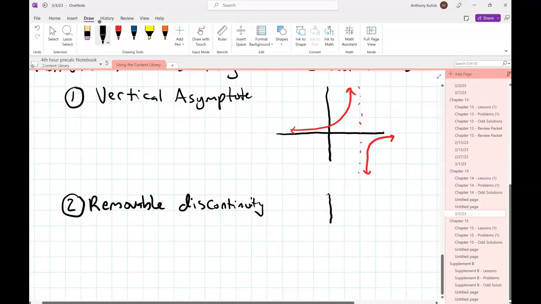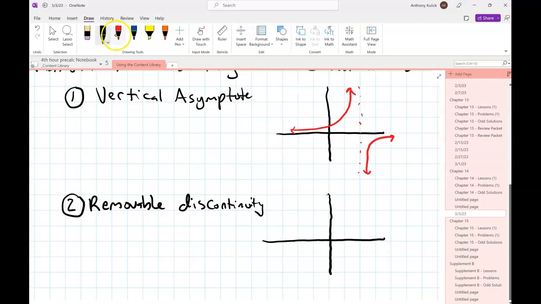And what does that look like? Well, say we have our graph and it's going along, and then there's like 1 point missing, and then it just continues going along with the same pattern, right?